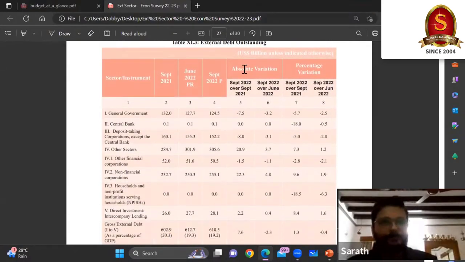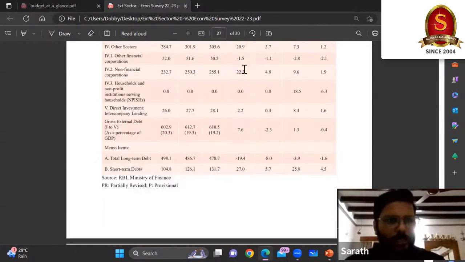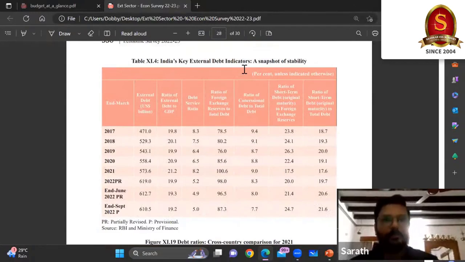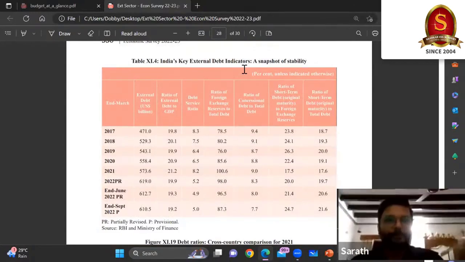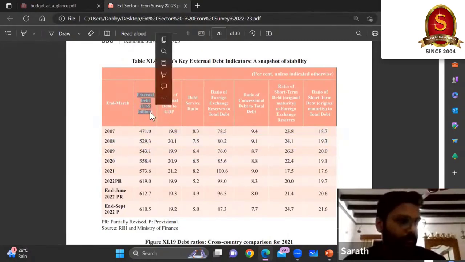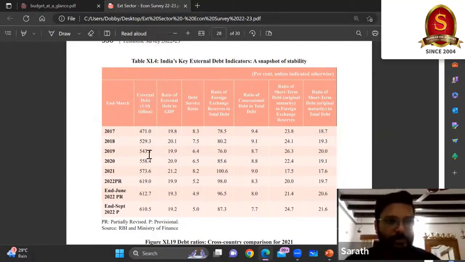External debt. There are two tables. This is the table based on which the question is. This is how much our external debt is over the years. This table, external debt. In US billion dollars, that is how it is usually denominated, not in rupees. So end September, somewhere around 600 billion US dollars. Ratio of external debt to GDP, roughly around 20%.